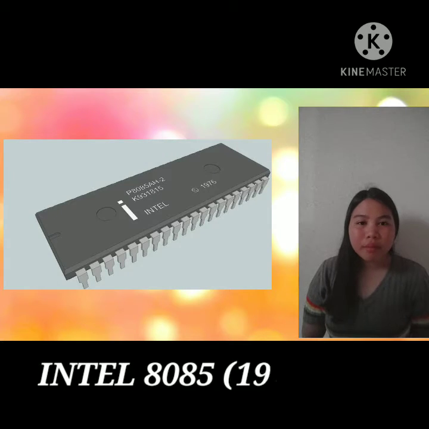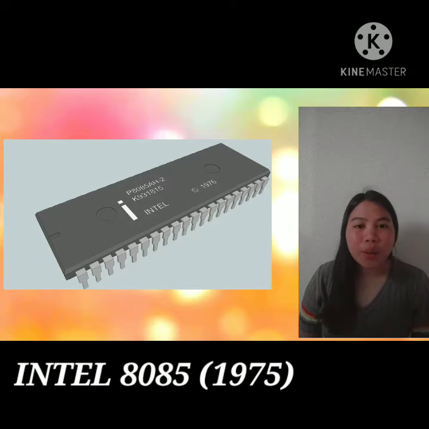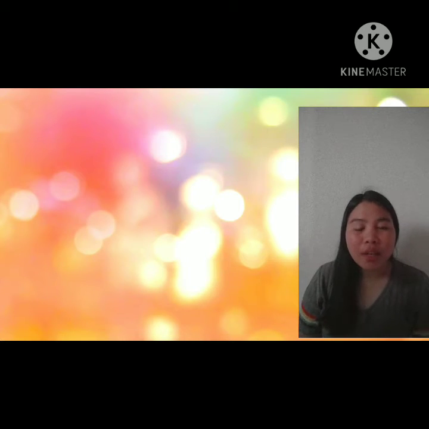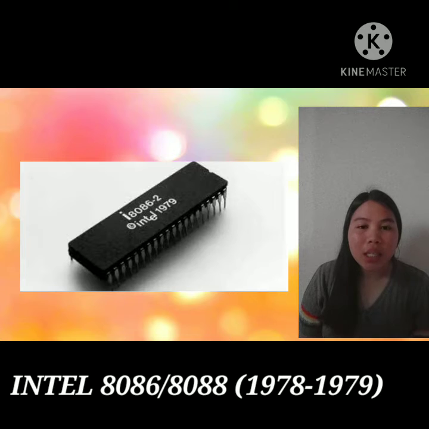Intel 8080, year 1973, 8-bit microprocessor. Small computers or microcomputers were designed in the early 1970s using 8080s as the CPU and 64 kilobytes of main memory. Intel 8085, year 1975, an 8-bit microprocessor, upgraded version of the 8080, with 64 kilobytes main memory. It uses only a single 5 volt power supply.